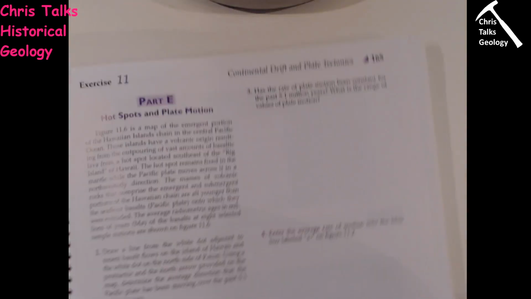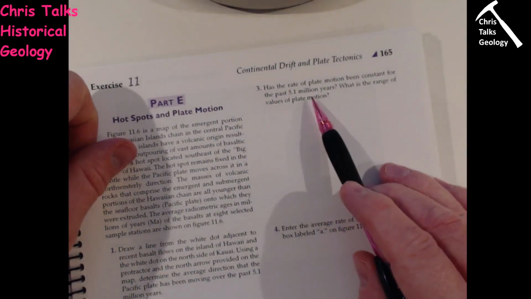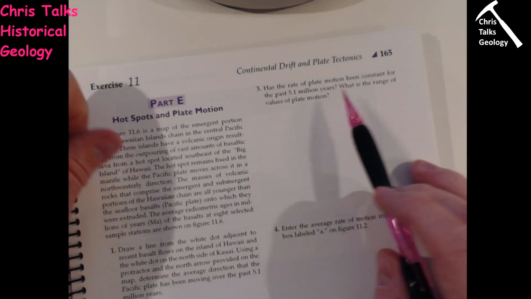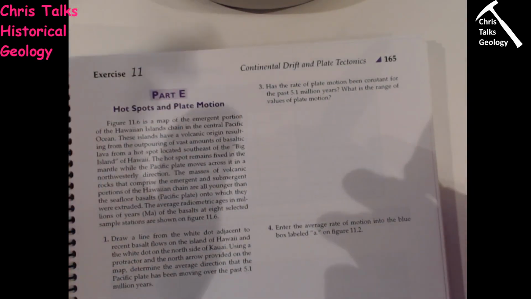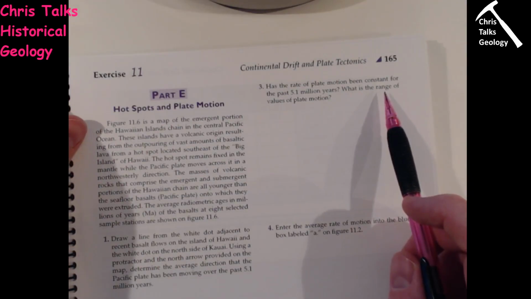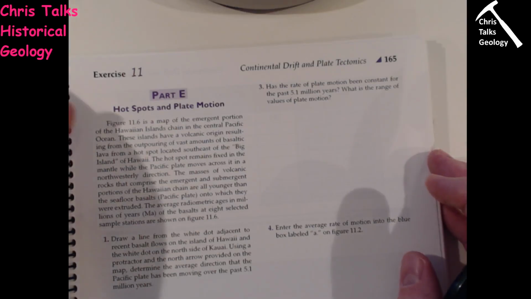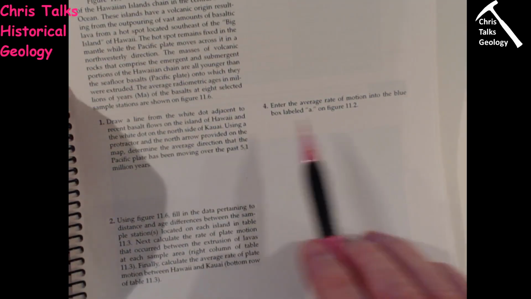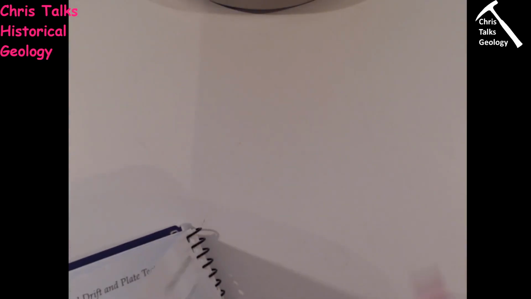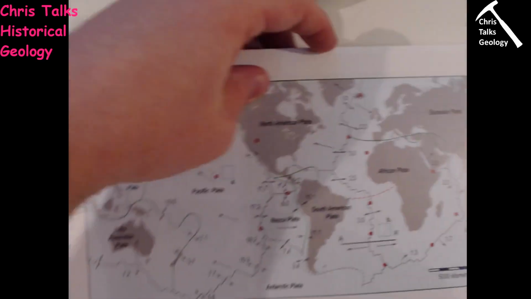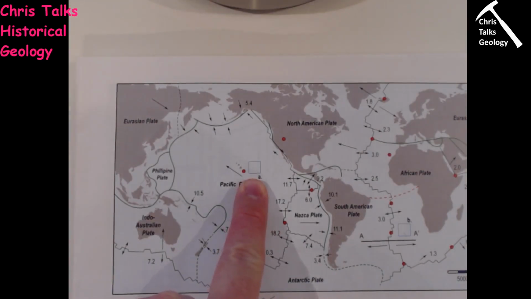Okay, so part 3. Has the rate of plate motion been constant? Well, that's a simple yes or no. Has it been constant? Yes. Has it varied? No. What is the range if there has been a variation? If there hasn't been a variation, then obviously the range is going to be 0. Finally, part 4. Enter the average rate of motion into the blue box labelled A on 11.2. So once again, we're going to go all the way back to page 158, and we're going to enter our average rate of motion here in box A.